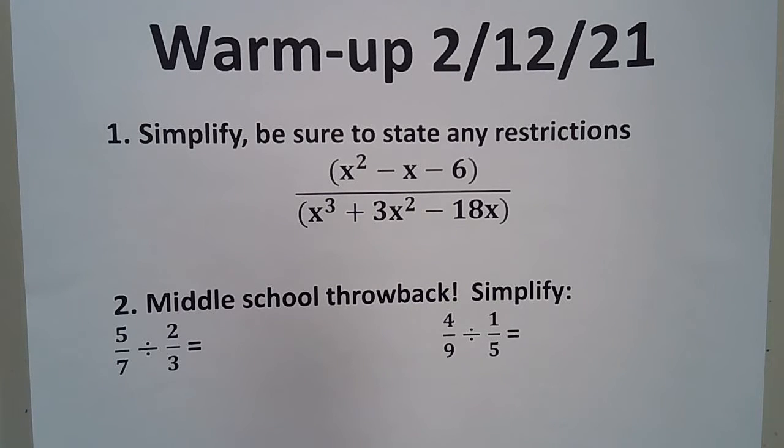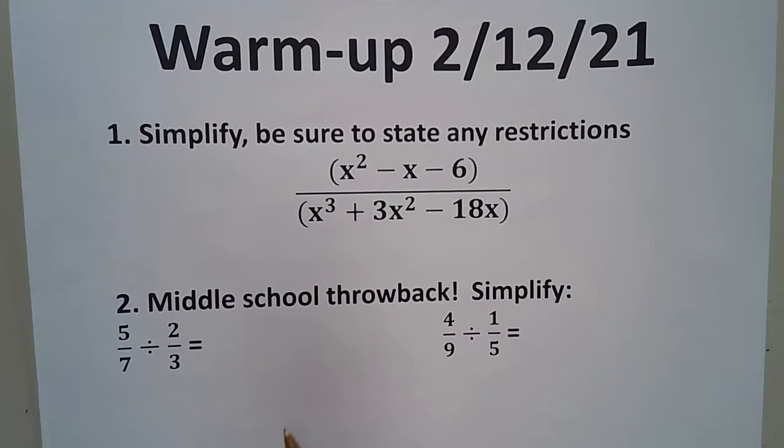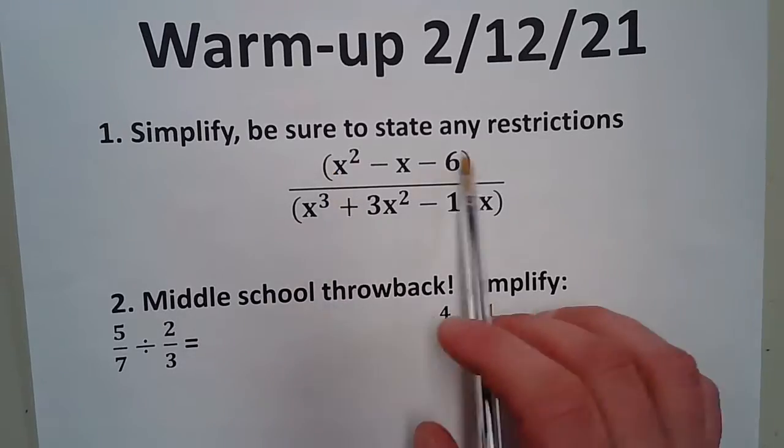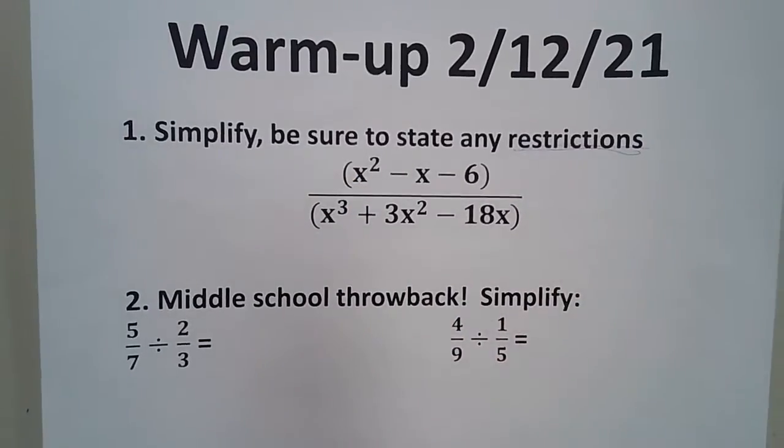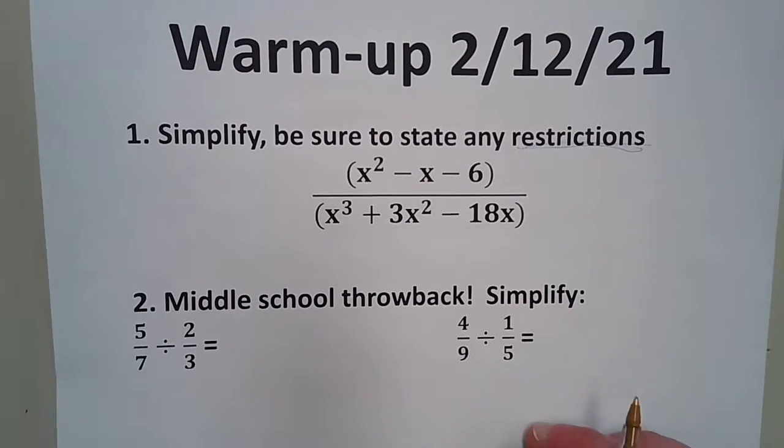Okie dokie. So we are moving on with multiplying, dividing rational expressions today. So this one's fairly simple. This is just a straight up expression. It wants us to simplify it. And when it says state any restrictions, it's another way of saying give the domain, or basically what values can you not put into this function.